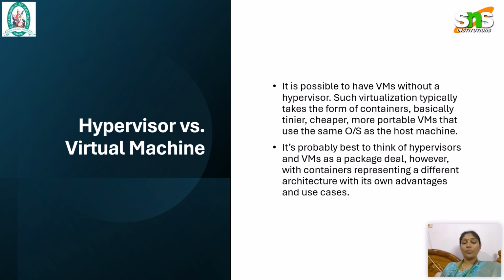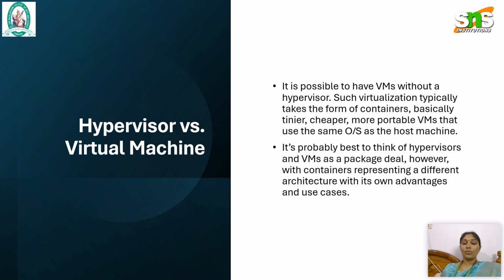So type 1 versus type 2 hypervisor features: type 1 installs on hardware, type 2 on an operating system. Performance is higher for type 1, lower for type 2. Use case is enterprise server for type 1, personal desktop for type 2. Examples are KVM, VirtualBox, VMware Workstation. These are the examples of type 1 and type 2.